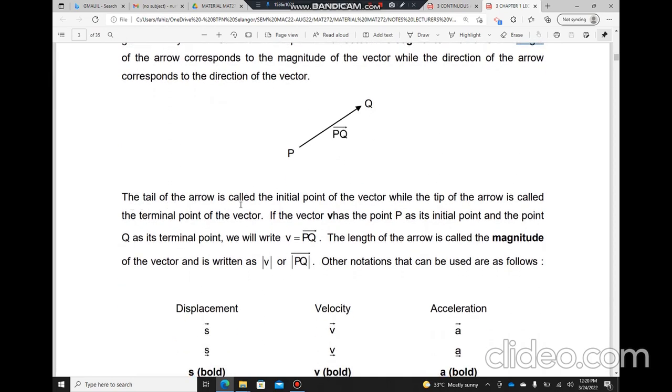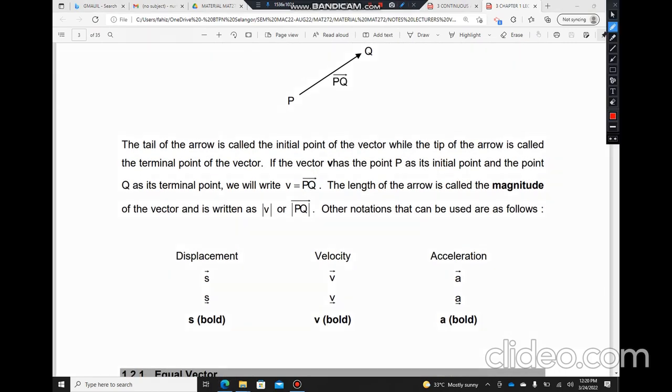PQ, okay, the tail of the arrow is called the initial point. Okay, the tail of the arrow, this one dekat sini, yang ni kita call dia adalah initial point of the vector, while the tip, the top of the arrow is called the terminal point of the vector. Okay, this one is the terminal point. Yang ni initial point. This one is terminal. If the vector V has the point P as its initial point and the point Q as its terminal point, we will write V equals to PQ.